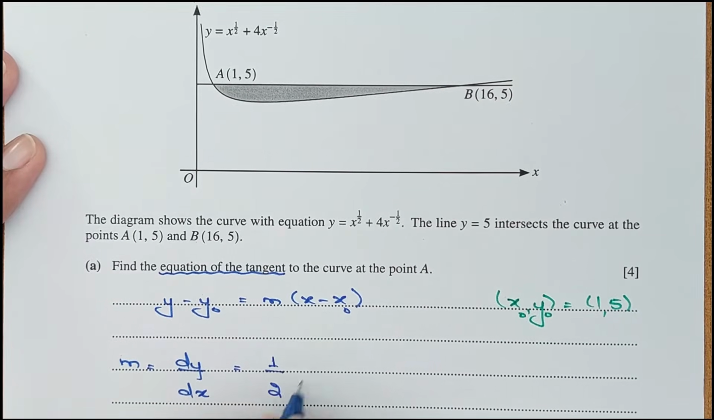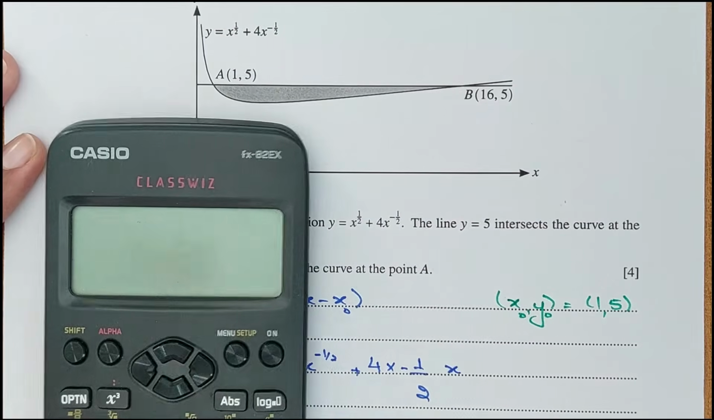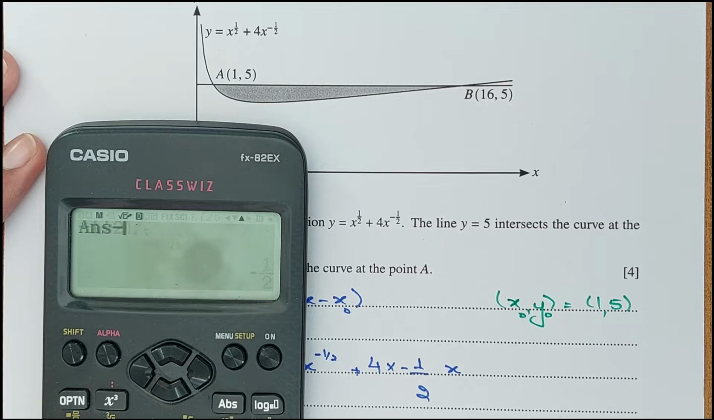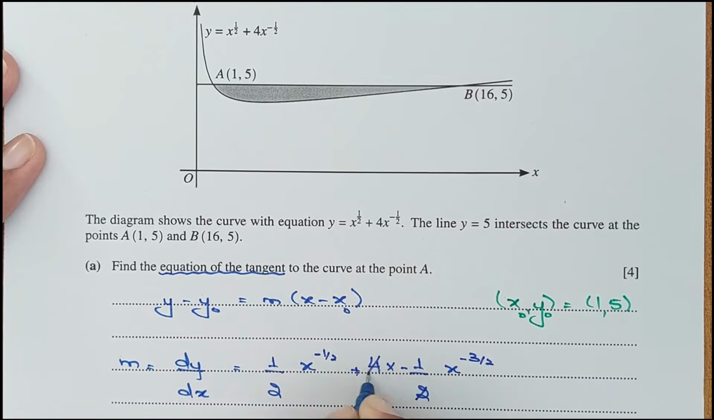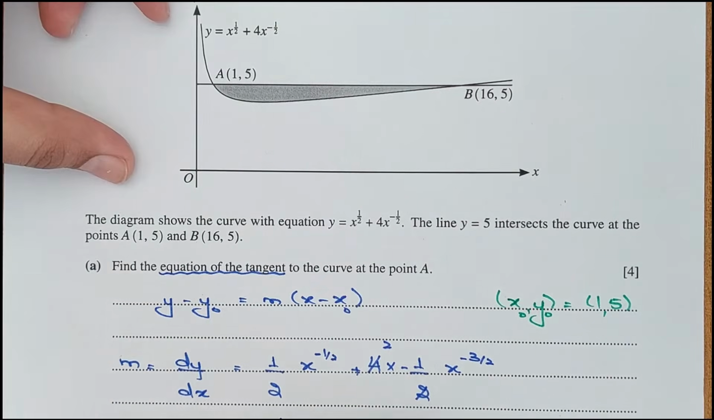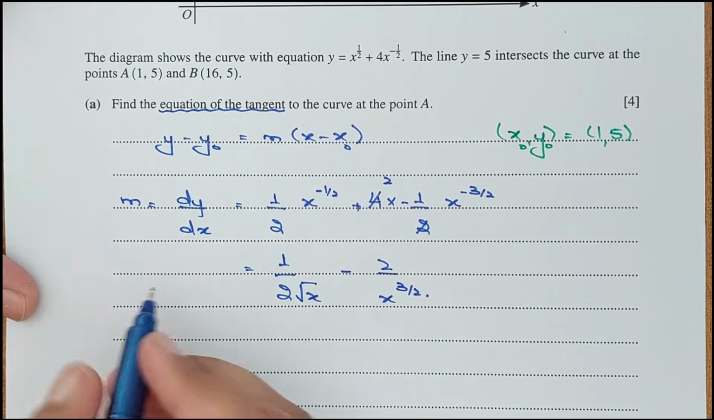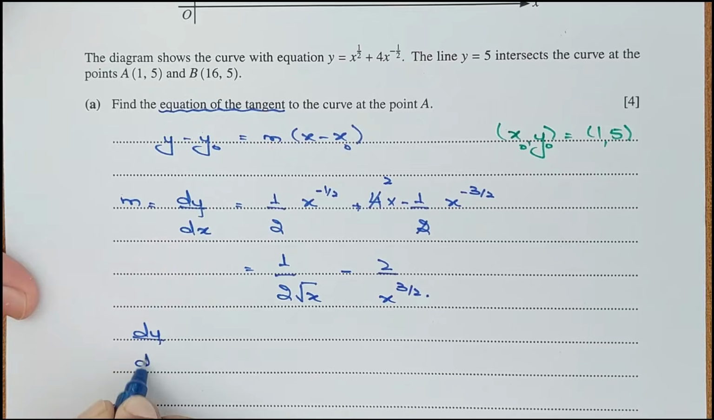First we have to use the power rule: power minus 1, plus 4 is as it is, times the power of the base function and the power minus 1, which is minus 1 by 2, minus 3 by 2. 2 times 2 makes 4, which is 1 by 2 square root of x minus 2 over x power 3 by 2. Right, now at x equals 1, we have to find the gradient dy over dx.